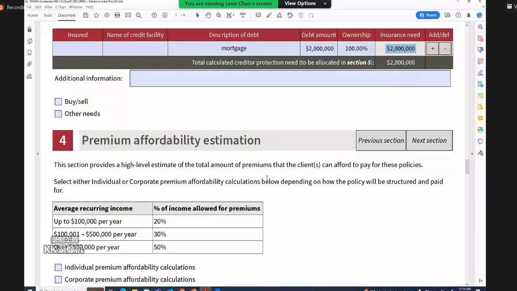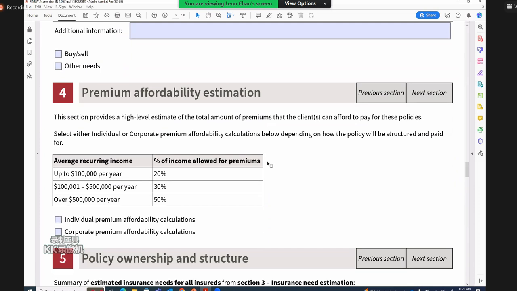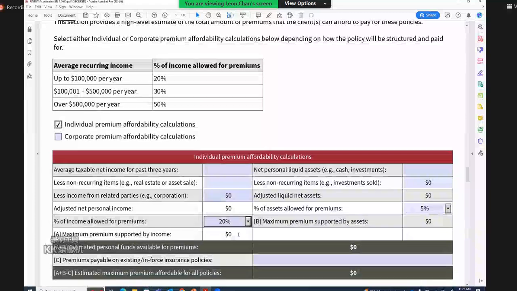There's also a premium affordability section. So, depending on conversations as to whether it should be individually owned or corporately owned, we're really looking at, okay, if it's individually owned, can we calculate whether this premium could potentially be affordable for that client, right?